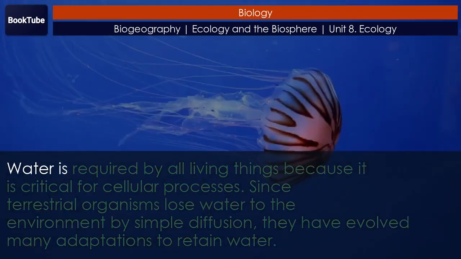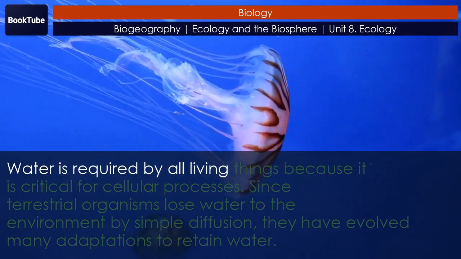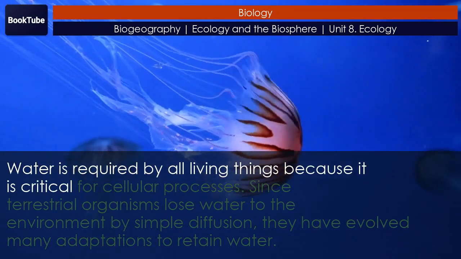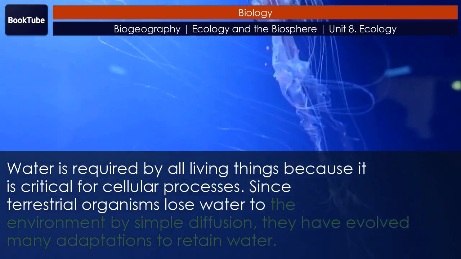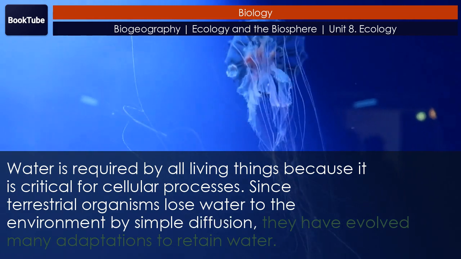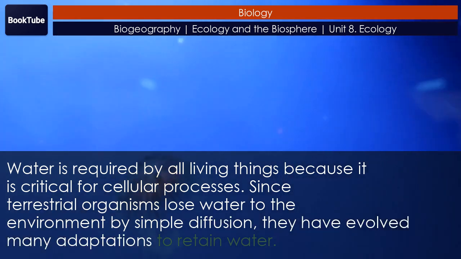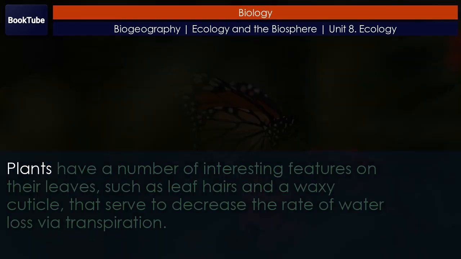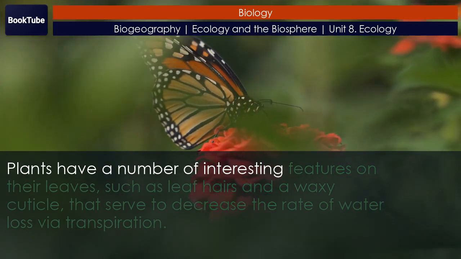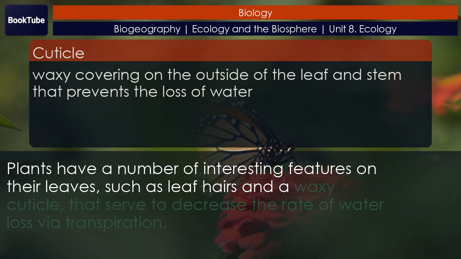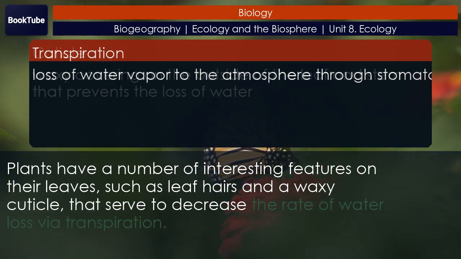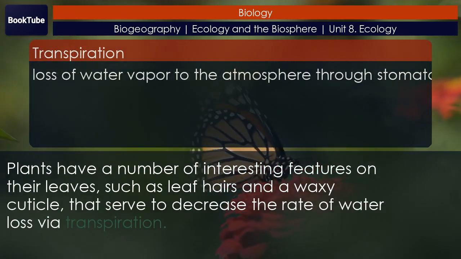Water. Water is required by all living things because it is critical for cellular processes. Since terrestrial organisms lose water to the environment by simple diffusion, they have evolved many adaptations to retain water. Plants have a number of interesting features on their leaves, such as leaf hairs and a waxy cuticle, that serve to decrease the rate of water loss via transpiration.